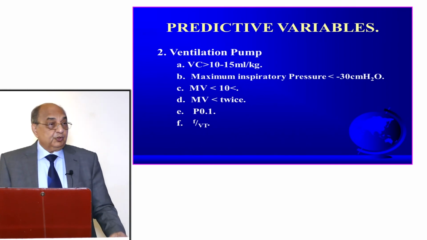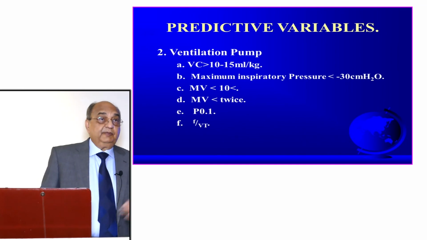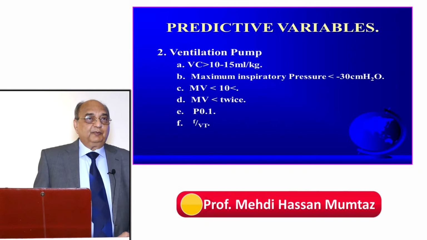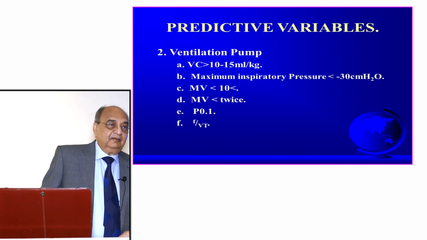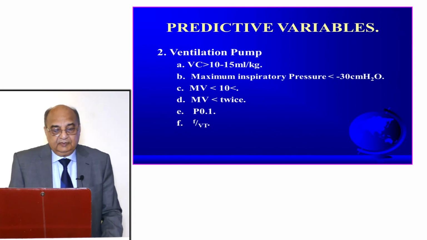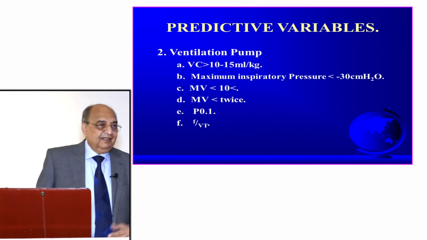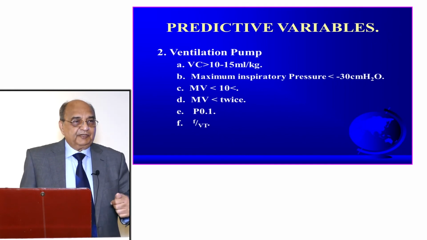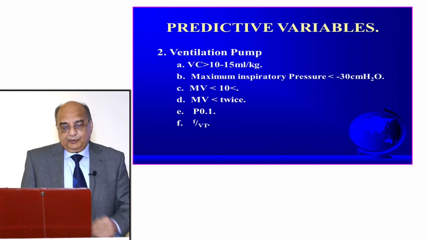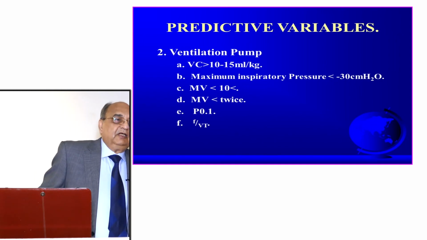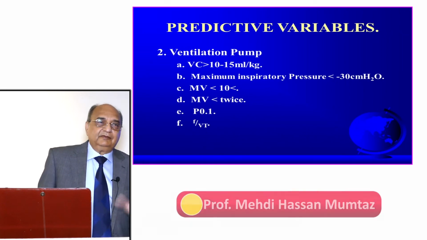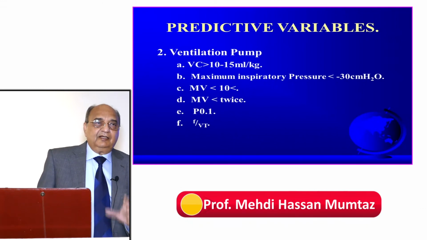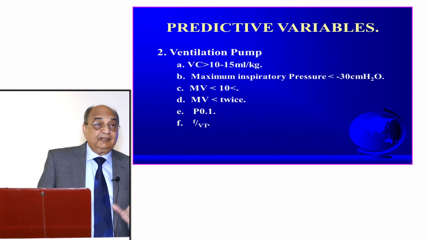Then minute volume should be less than 10 liters. If the patient is breathing fast, your minute volume can go to 20 liter, 30 liter, 40 liter. But once it has come below 10, you should be thinking that it will be easier to wean the patient off the ventilator. Then P0.1, that is the occluding pressure. Then frequency over tidal volume ratio. You take the respiratory rate of the patient divided by tidal volume, and that ratio should be around 90 to 100. If it is greater than that, then you don't try to wean the patient off the ventilator.